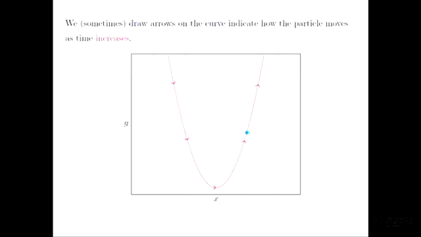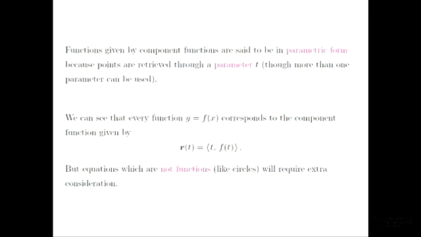And the arrow should always be pointing in the way that your parameter is increasing. Okay, so functions given by component functions are said to be in parametric form. I'll say component function, vector function, parametric function to mean the same thing. They'll be synonymous. We say this because points are retrieved through a parameter, t, though we will see that we can use more than one parameter.